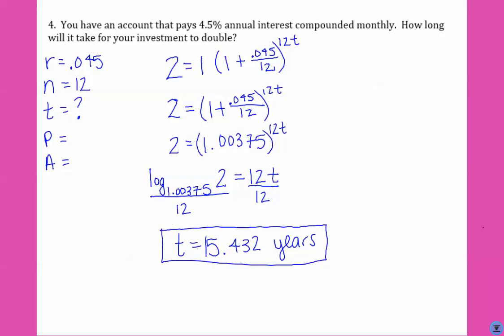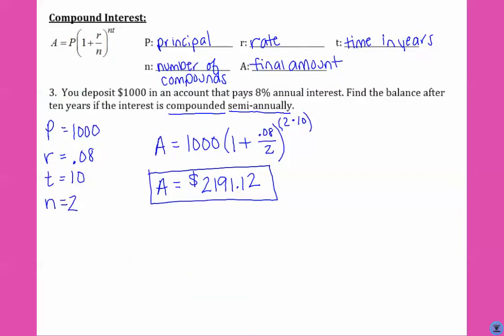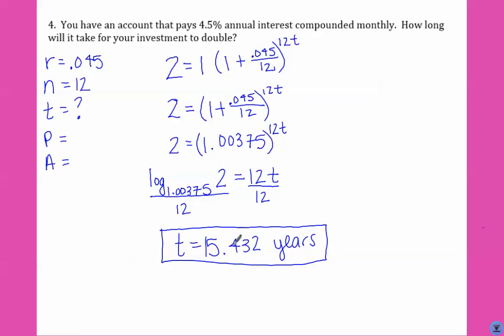So if you're trying to find a rate, you have to use roots: rates and roots. If you're trying to find time, you have to use logs, because it's going to take a long time, because it's a lot of work. Ha ha ha.